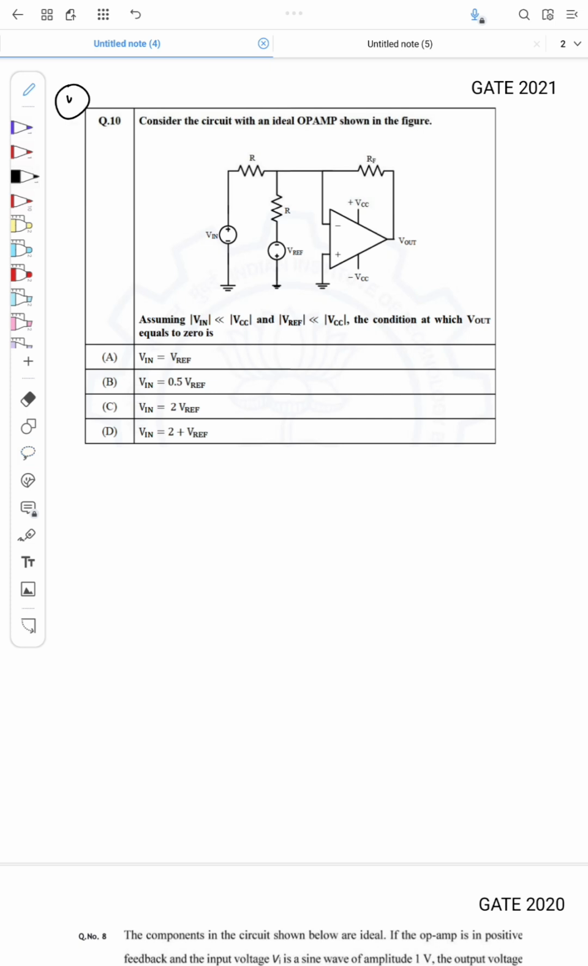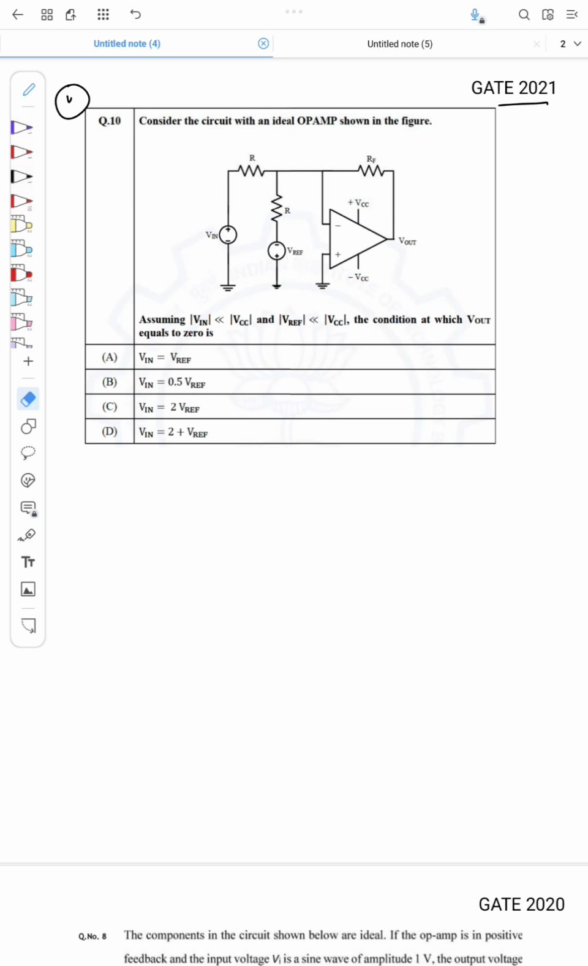and the question is from GATE 2021. The question is: consider the circuit with an ideal op amp shown in the figure. In the circuit we have a Vin voltage source and a Vref voltage source, and two resistances, R at the input and RF at the feedback.